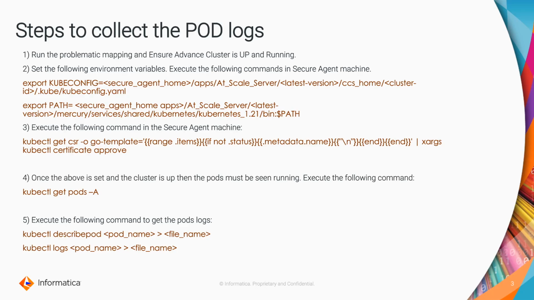Now once you get the pod name, execute the command kubectl describe pod or kubectl logs to fetch the logs for the particular pod. You need to just append the pod name to this command, that is kubectl describe pod or kubectl logs, and redirect it to any file name or directory on the local system.